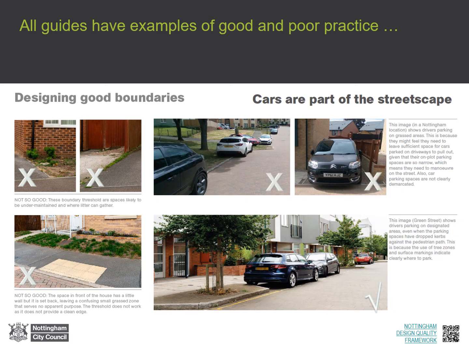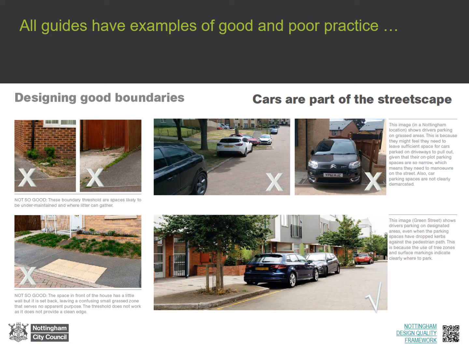On the right, we have 2 examples near the images above in which cars forming part of the streetscape are not appropriately designed. In the above two images, this shows an image where drivers have parked on grassed areas. They might feel the need to leave sufficient space for cars. And given that their on-plot parking spaces are so narrow, this means they need to manoeuvre onto the street.